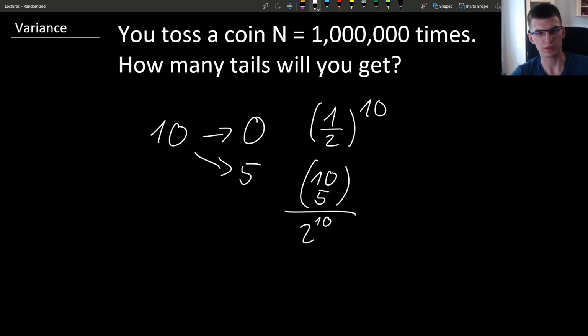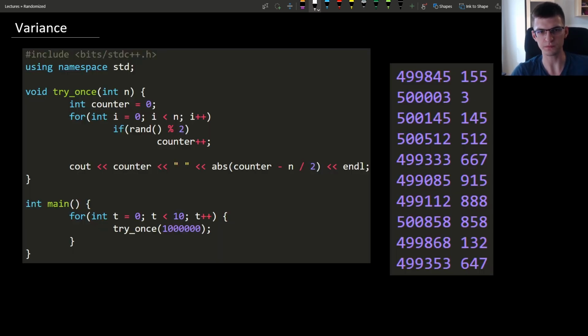But how far away can we get realistically? Not with probability 1/10 to 100, but just what can happen during a contest when we submit and it will be tested on 100 tests. Let's see results of some simulation of that.